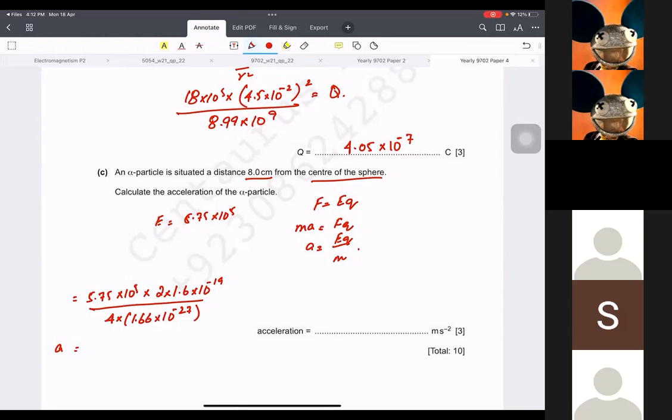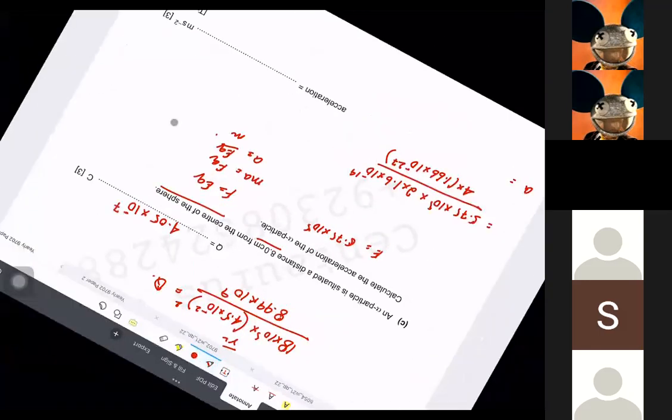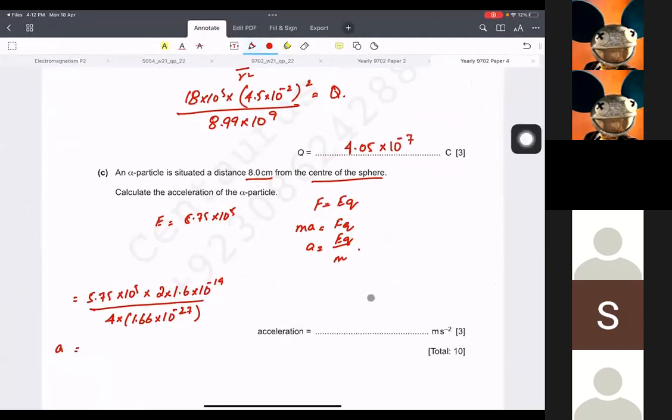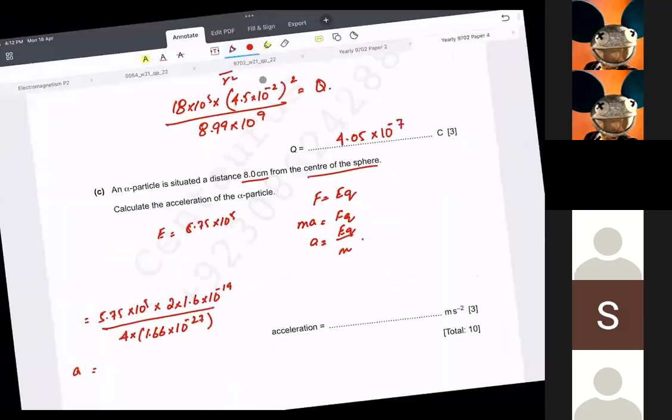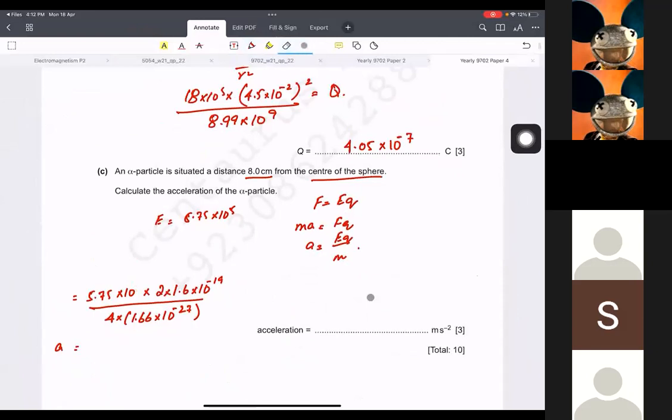So we are opting for smart work. Yes, and the answer is... How many people could do this?